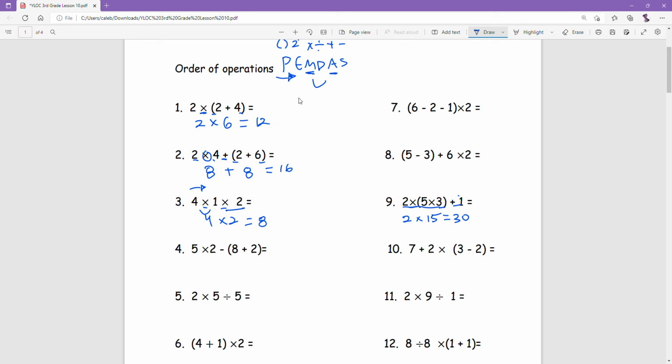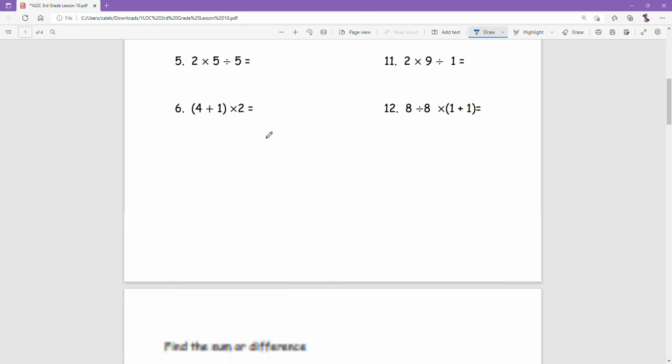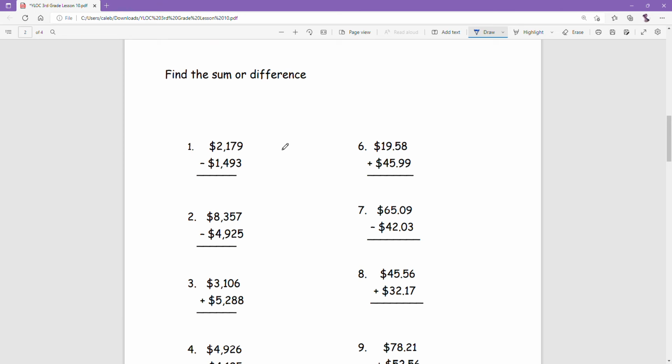And then we're going to add the 1. So 30 plus 1 equals 31. And we get our answer of 31. Let's move on to the next page. So we need to find the sum or difference. So we have $2,179 and $1,493.